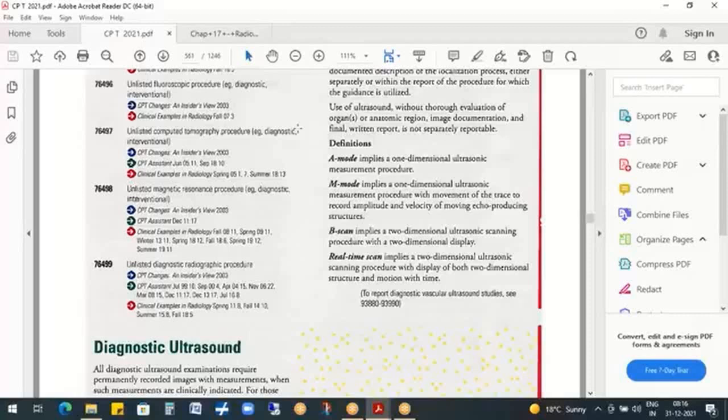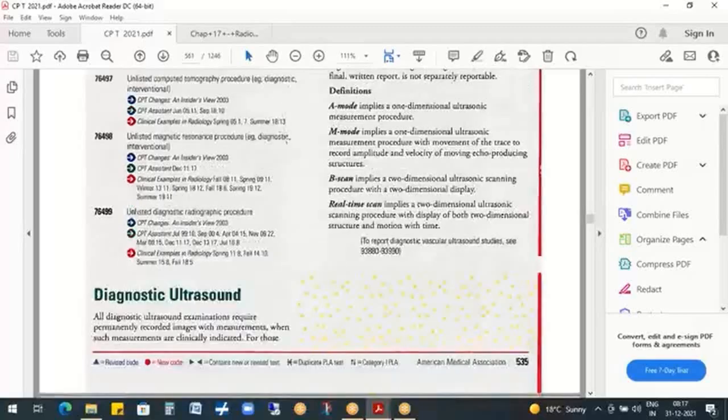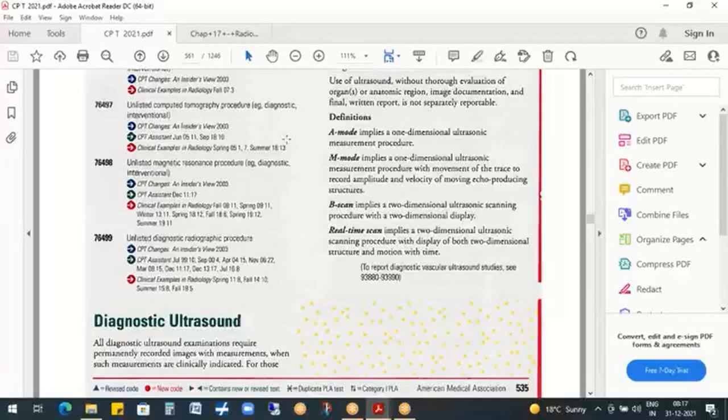Next point. There are 4 types of ultrasounds. In your book, you can mark it or write down: A mode, M mode, B scan, real time scan.